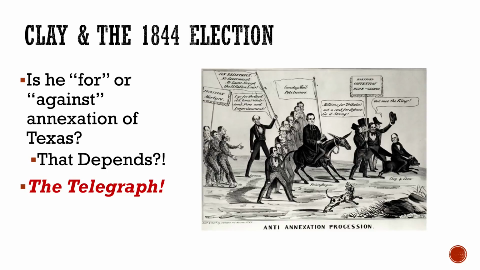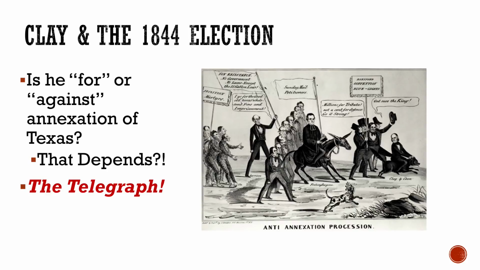But then he can't stop writing letters, and these letters get published. There's the famous Raleigh letter, Raleigh, North Carolina, where he talks about, no, I don't want annexation. Then in order to explain himself, he writes the Alabama letters, where he starts talking about, well, you know, if we can get Texas without war, that'd be a different thing.